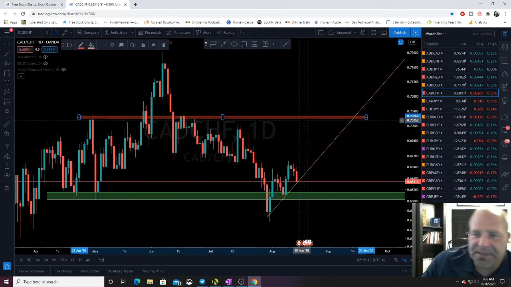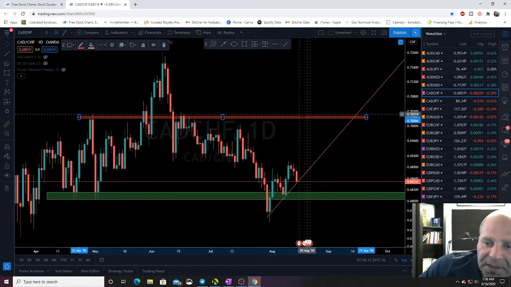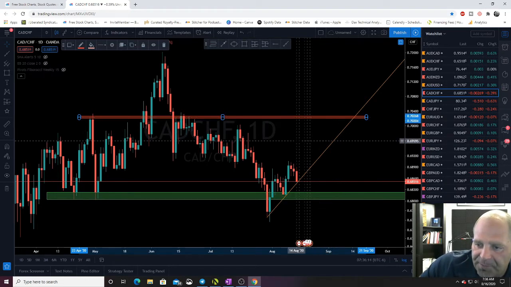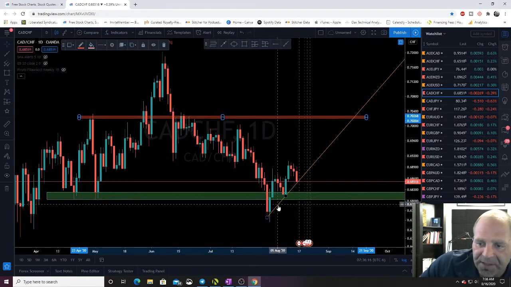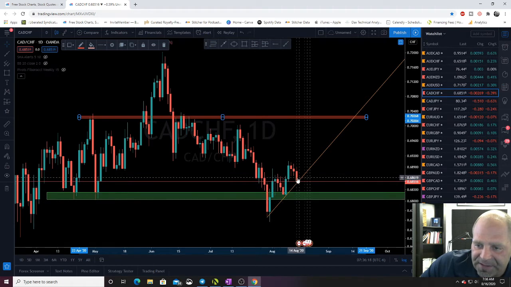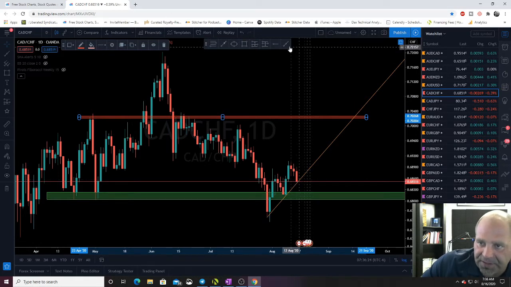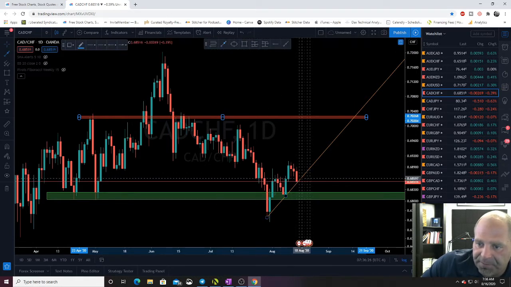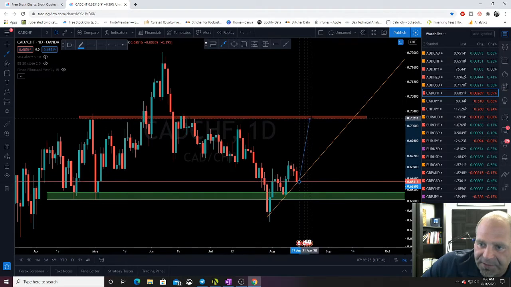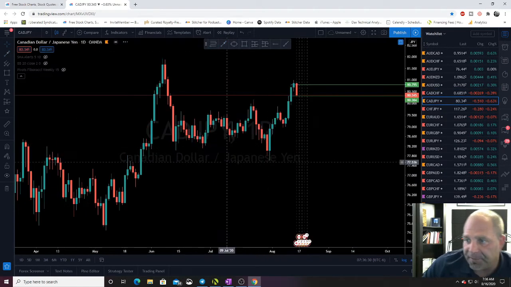If this thing just keeps rocket shipping up, this is where I want to start looking for that bearish turn. But right now, there's no reason to think this is not going to continue bullish. It's actually in a really good spot to follow this trend line to be a continuation of that trend. That's why I'm going to turn red.